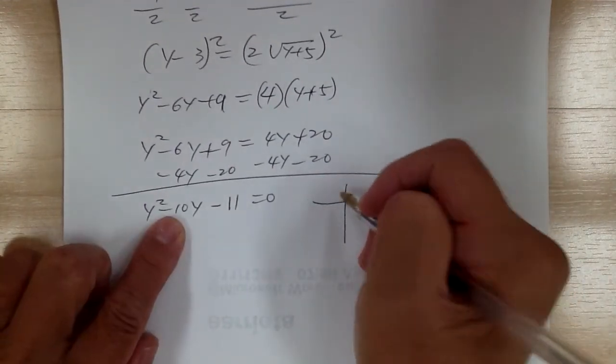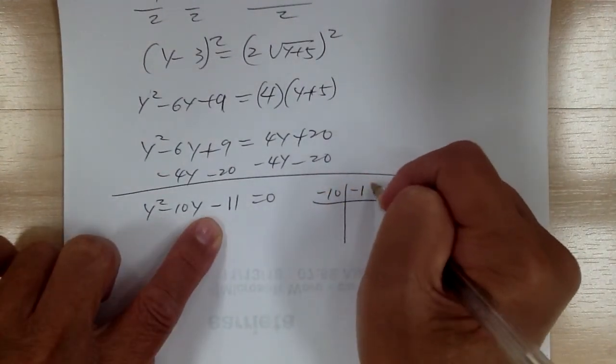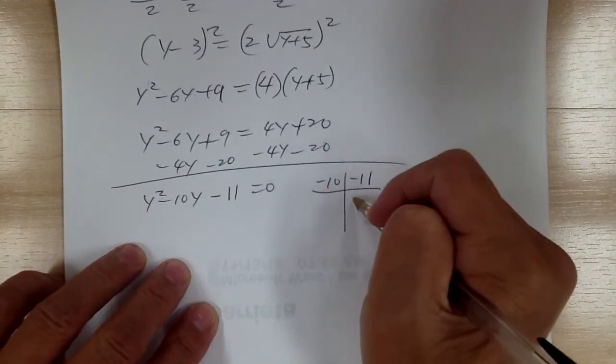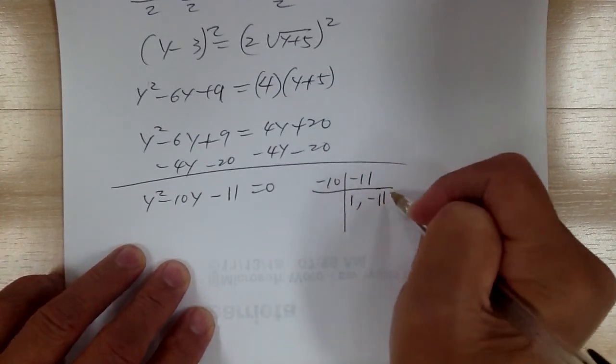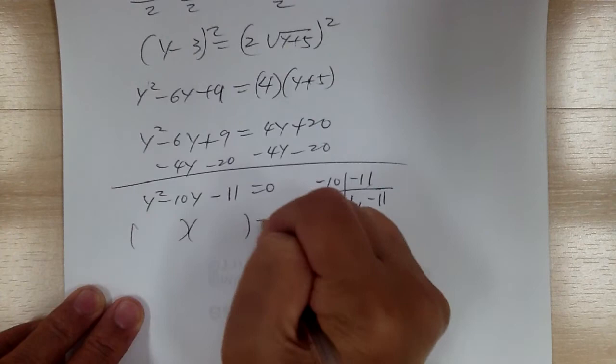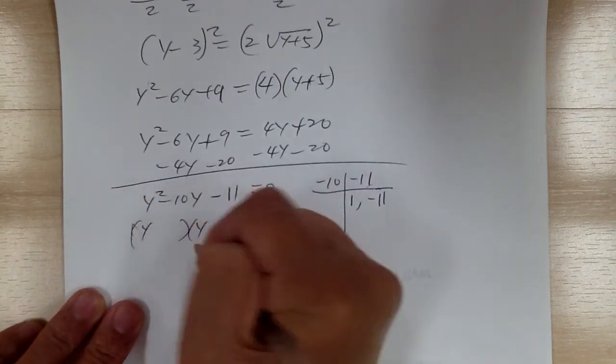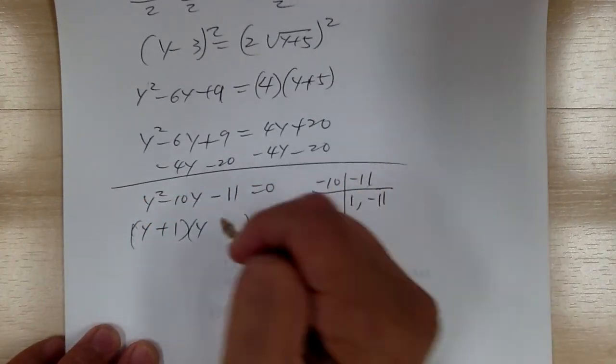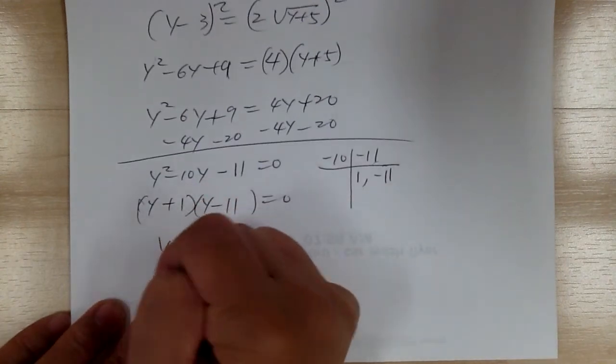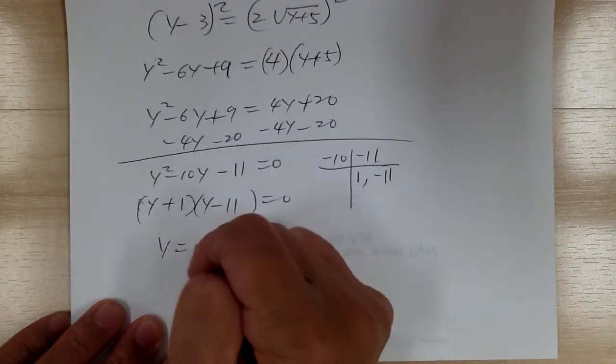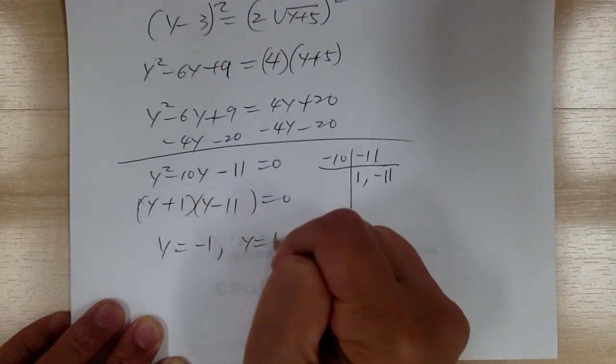Do the factoring. So master product is negative 10, negative 11. Okay, so you need to get 1 comma negative 11, and so that's the one. Okay, then go and break down the first term, and then you get plus 1 minus 11. So you're going to get y equal to negative 1, y equal to 11.